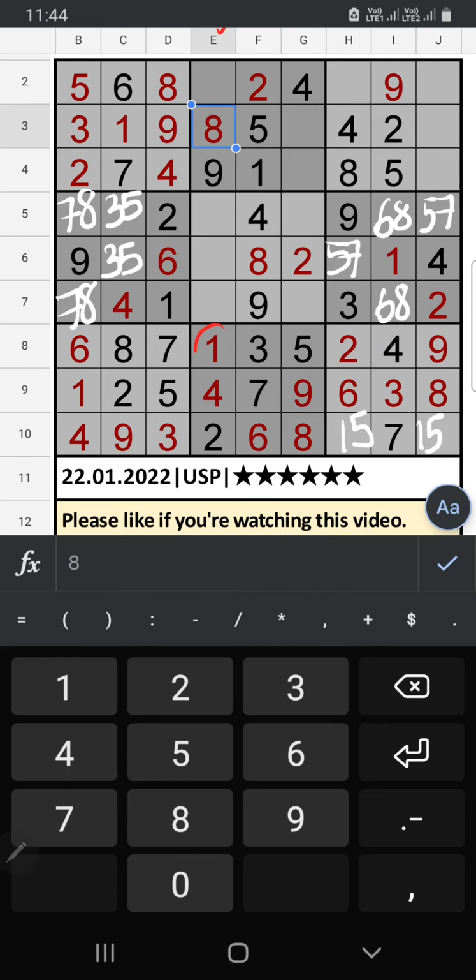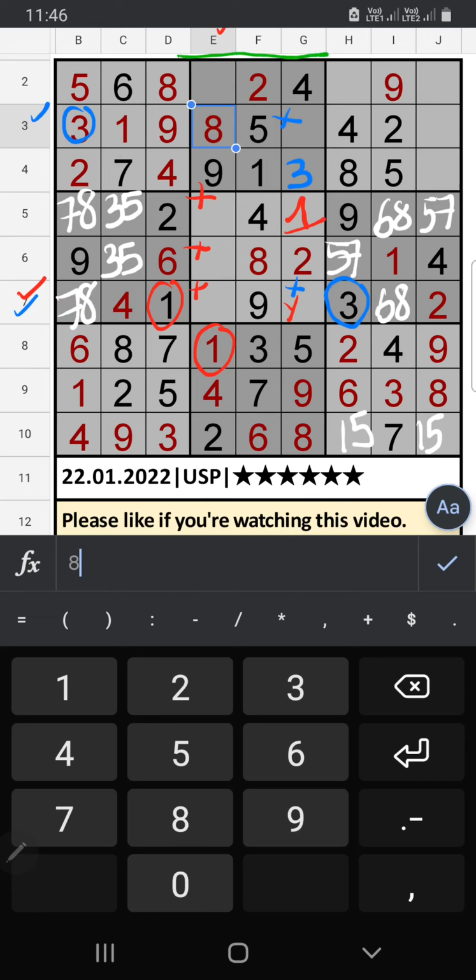In column E we have 1, so 1 can't come in these cells. In the seventh row also we have 1, so 1 can't come in this cell. Then 1 is confirmed here. In the third row and seventh row we have 3, so 3 can't come in these cells. Then 3 is confirmed here.